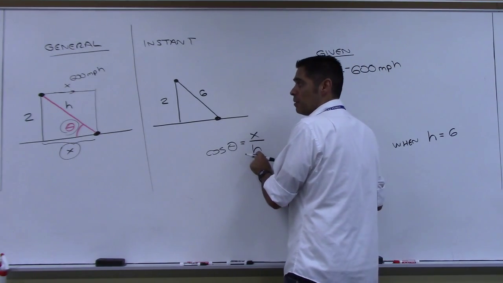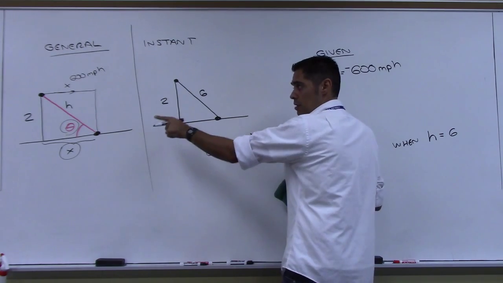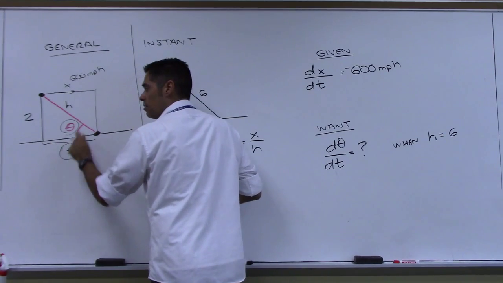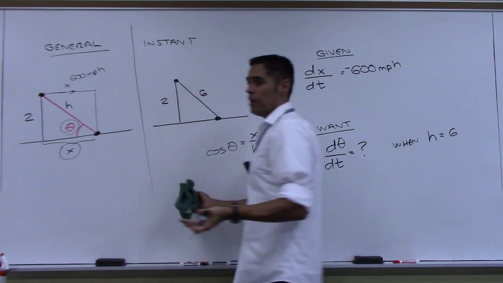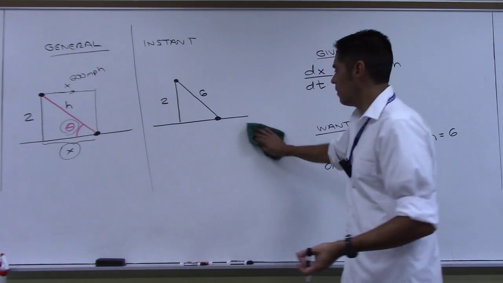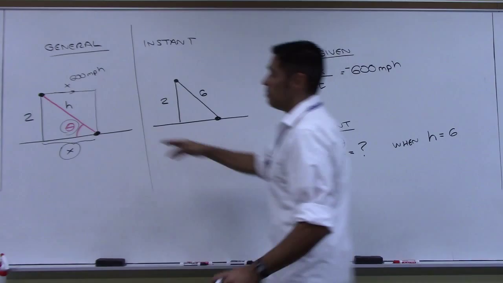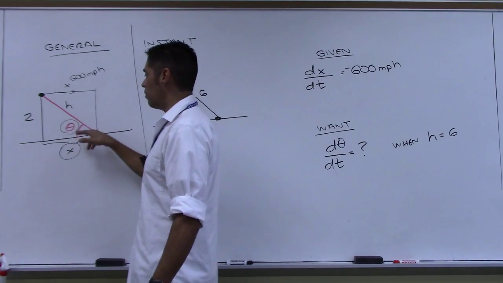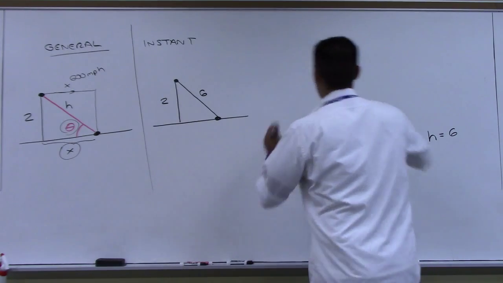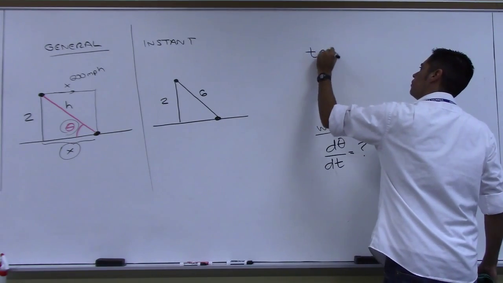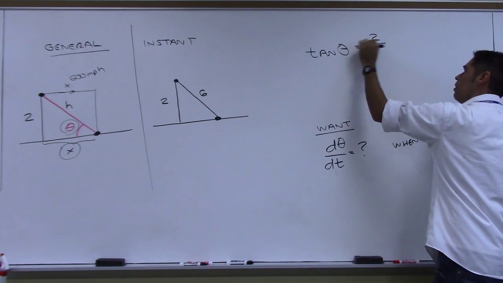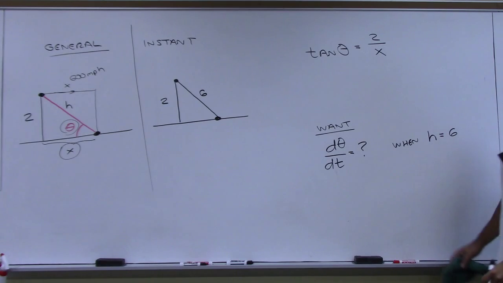But we could possibly not have to use h if we use 2 and x and use a different trig function. See, because the 2 will never change, will it? So instead of cosine theta, sine would be opposite over hypotenuse. We would want tangent. Tangent of theta, write this down. Tangent of theta would be equal to 2 over x, opposite over adjacent.